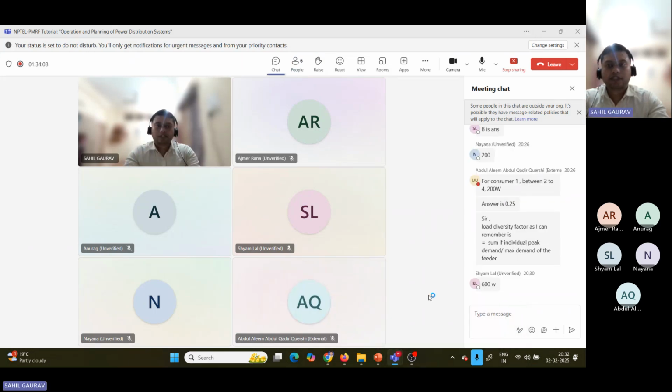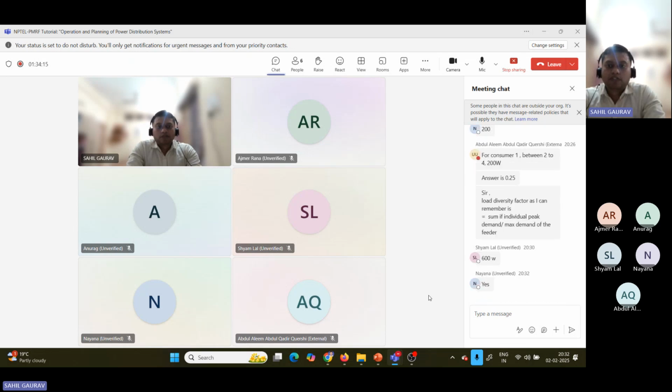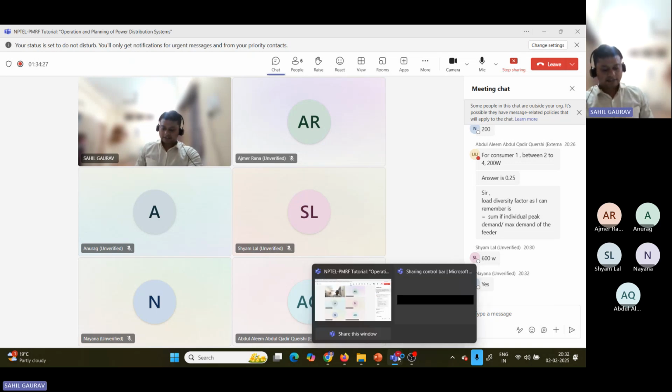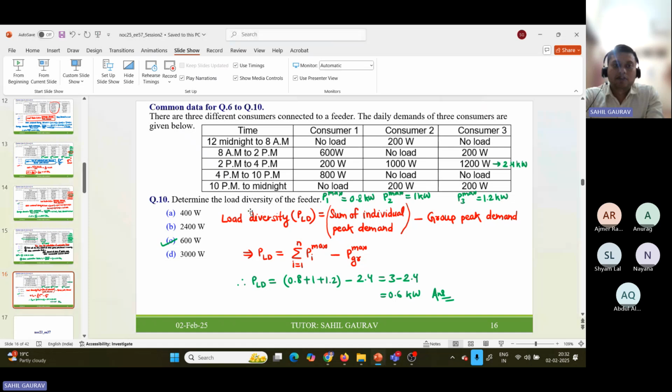Yes, Syam, you are correct. Load diversity factor, as I can remember, is the sum of individual peak demand upon maximum demand of the feeder. Yes, but it is now not asking for the factor. It is asking about the load diversity only. It is asking about the load diversity of the feeder.